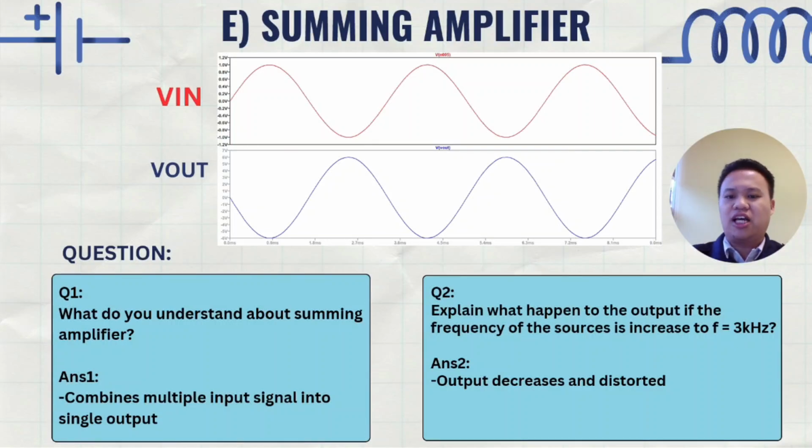For the second question, explain what happens to the output if the frequency of the source is increased to 3 kHz. The output will decrease and be distorted.